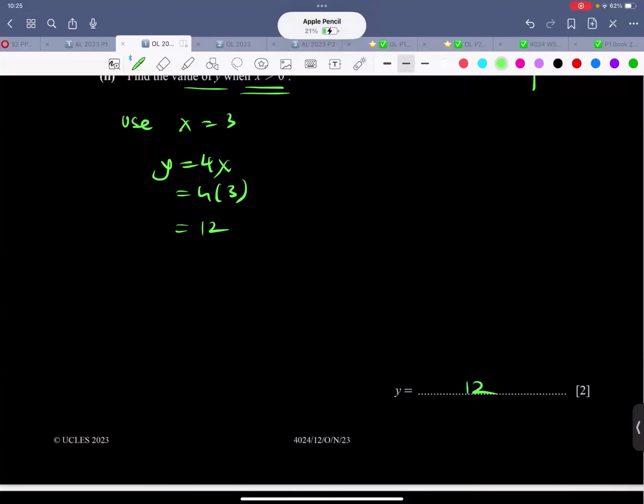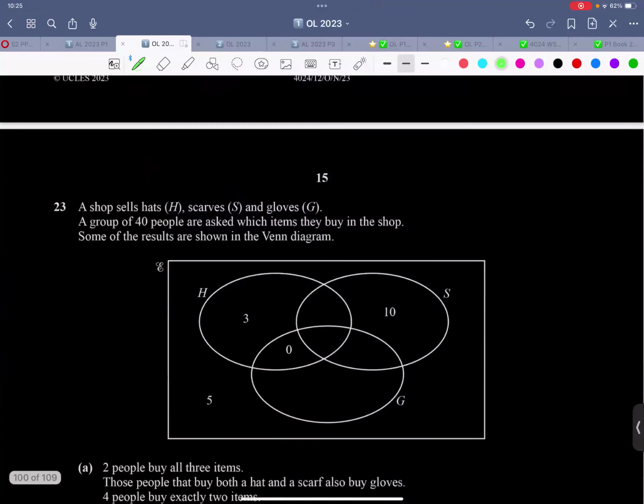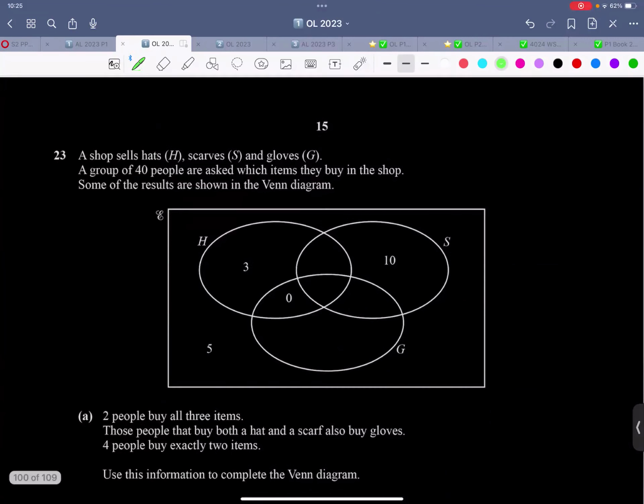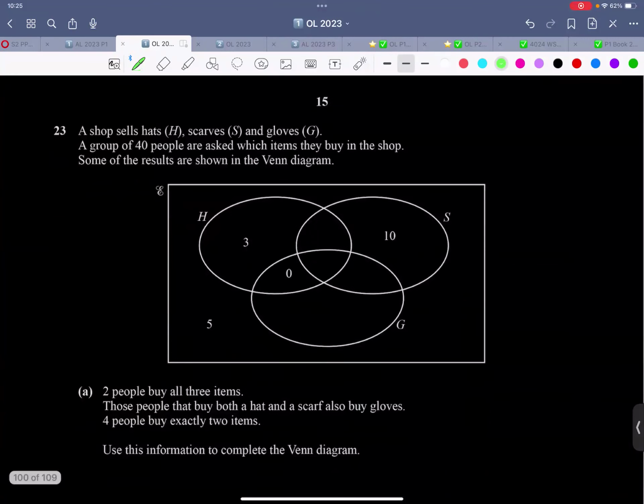Now, let me read the other question. This one was slightly tricky. A shop sells hats, scarves, and gloves. A group of 40 people are asked which item they buy in the shop. Some of the results are shown in the Venn diagram. That means the Venn diagram has to be completed.